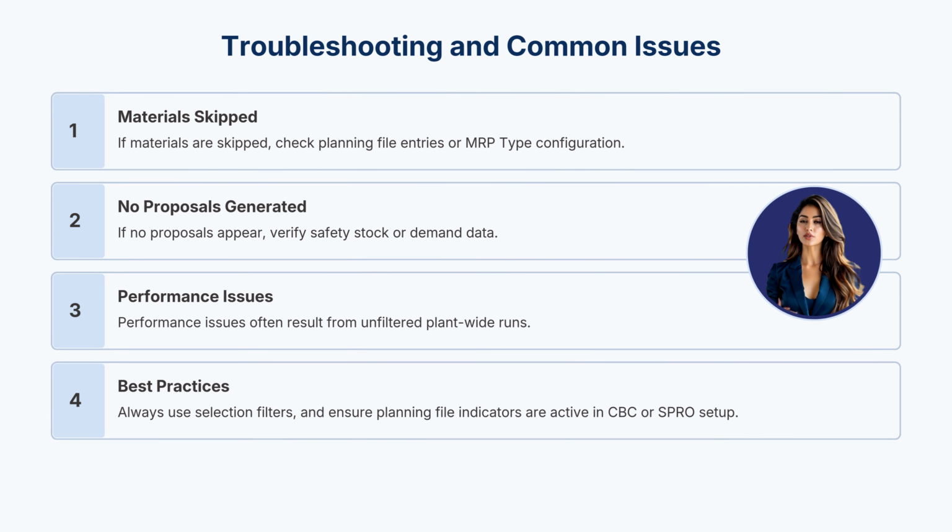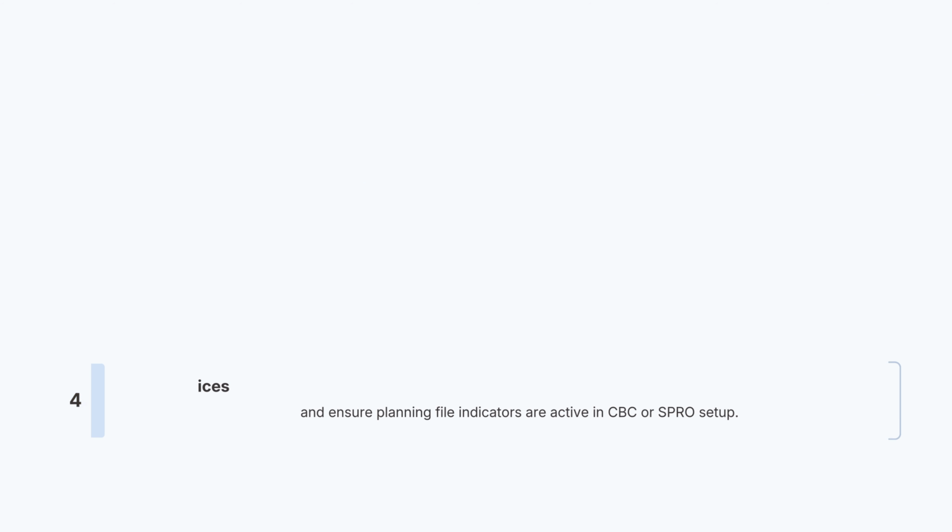Troubleshooting and common issues. If MRP skips materials, verify that their MRP type and planning file indicators are maintained correctly. When proposals are missing, check safety stock settings, demand data, or procurement type. For performance optimization, use filters and run MRP for smaller material groups. These best practices improve planning accuracy and execution speed.